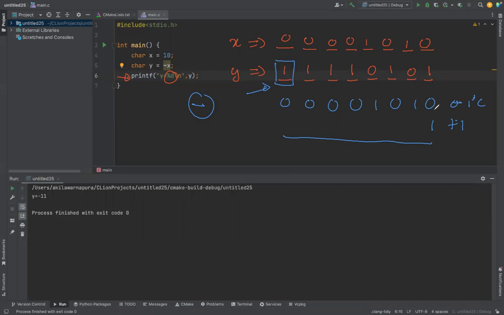Add 1 here, 1 and 0, it's 1. Here 1, 0, 1, 0, 0, 0, 0. Okay, this is the value now. This is the value. This is the sign.